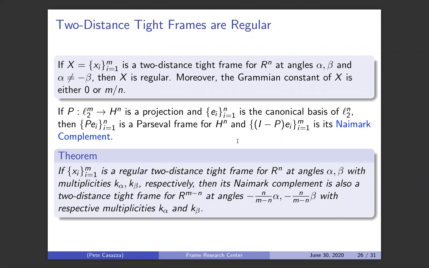If X is a regular two-distance type frame for R^n at angles alpha and beta with multiplicities k_alpha and k_beta respectively, then its Naimark complement is also a two-distance type frame for R^(m-n) at angles minus n over (m minus n) alpha and minus n over (m minus n) beta, with the same multiplicities. Actually, this is not the theorem that surprised me. I thought something else was coming up. So the main point is regular two-distance type frames carry over perfectly to the Naimark complement. And this puts further restrictions on the types of things that can be two-distance type frames.